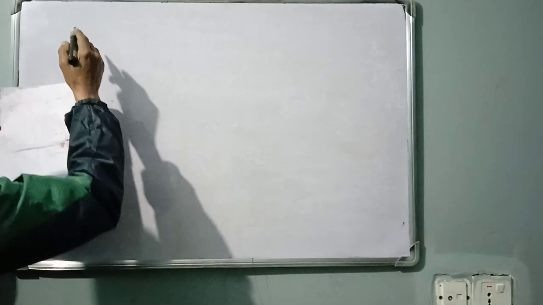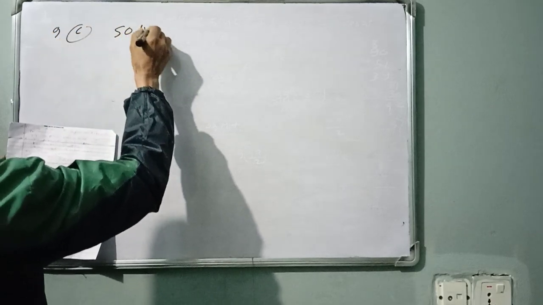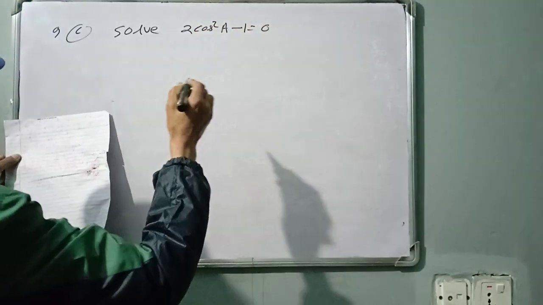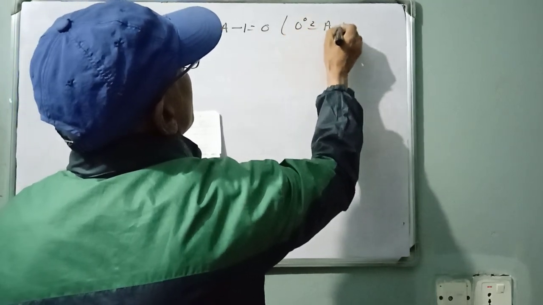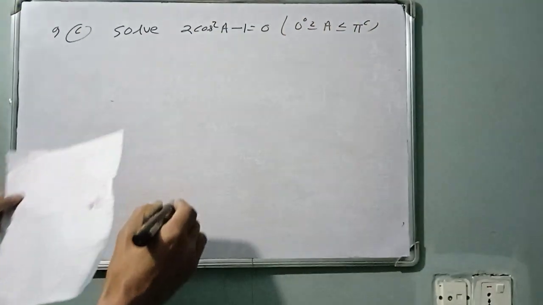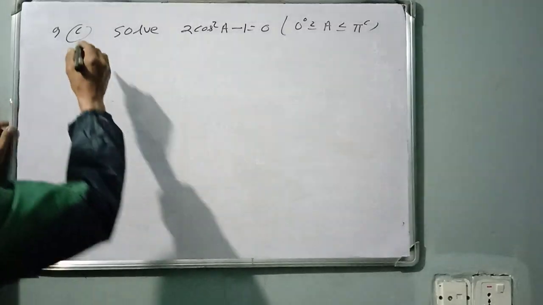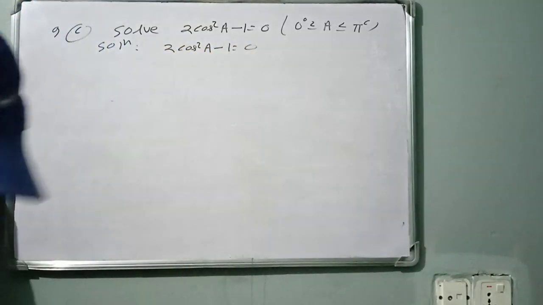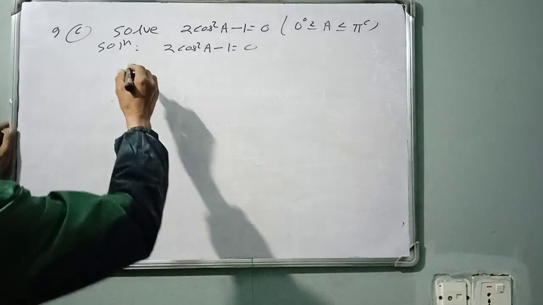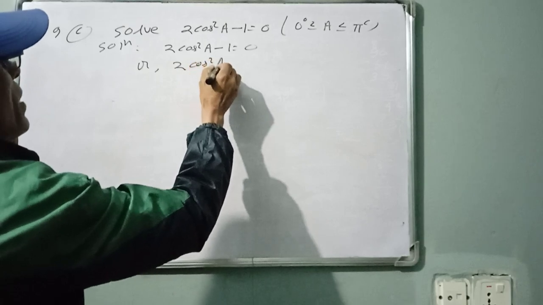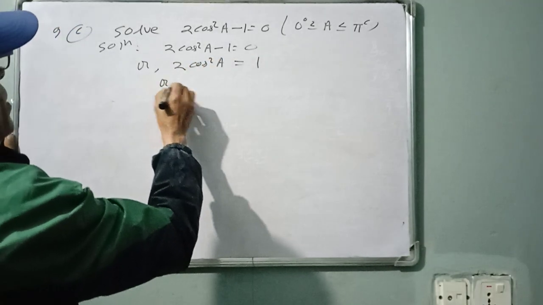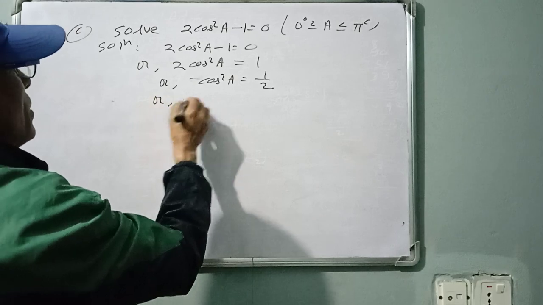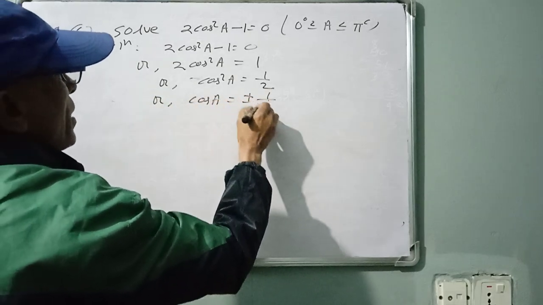Now, question 9C: solve twice cos square A minus 1 equals 0 for 0 degree up to pi radian, or 180 degree. Solution: twice cos square A minus 1 equals 0. This is the given condition. Or twice cos square A equals 1, or cos square A equals 1 by 2, or cos A equals plus minus 1 by root 2.